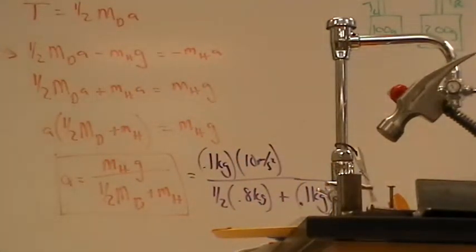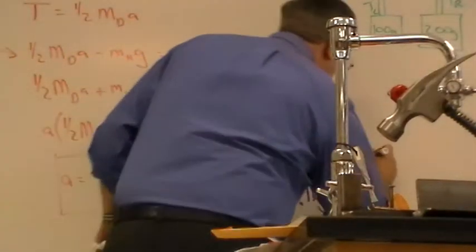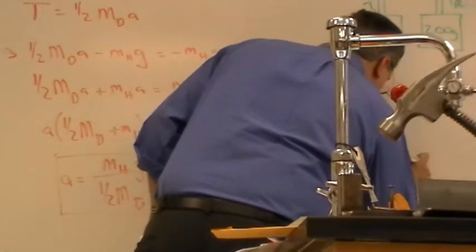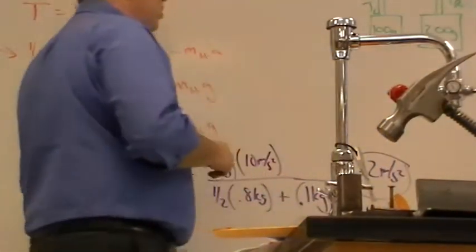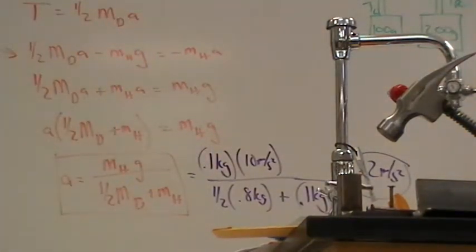A is what? What is it? 2? Two meters per second squared. Now that I got that linear acceleration, can I start working on some of these things I need to find? Yeah, they're going to be pretty easy.